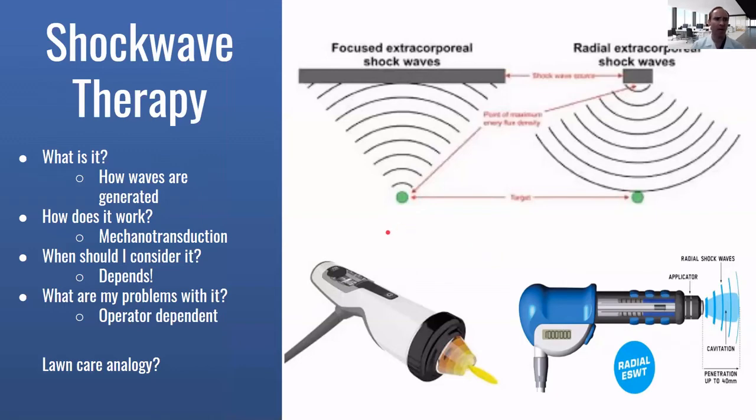And basically, shockwave uses either focal or radial shockwaves. And most of us have machines to start out with that is a radial machine. Basically, it starts and it propagates over a larger surface area, focusing at your target. This is an example of a radial machine right here, and it produces these shock waves, and you treat the area of the Achilles tendon.